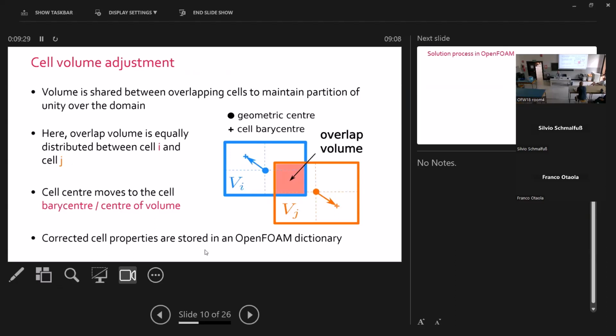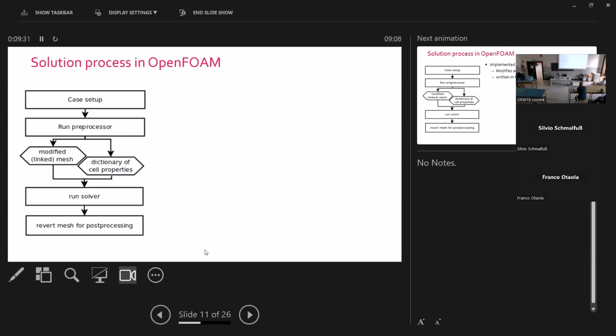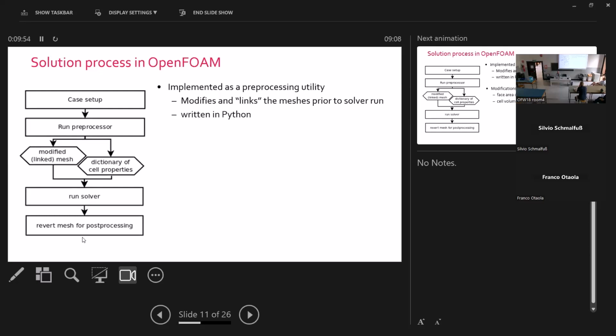And we store these in an OpenFOAM dictionary. So in OpenFOAM, the process looks like this. Set up the case as normal. We run a preprocessor, which runs this geometric modification. It spits out two things. So we get a modified mesh with the virtual faces inserted, and we get a dictionary of corrected cell properties. We then run the solver as normal. And at the end, we have to put the mesh back so that we can post-process it.